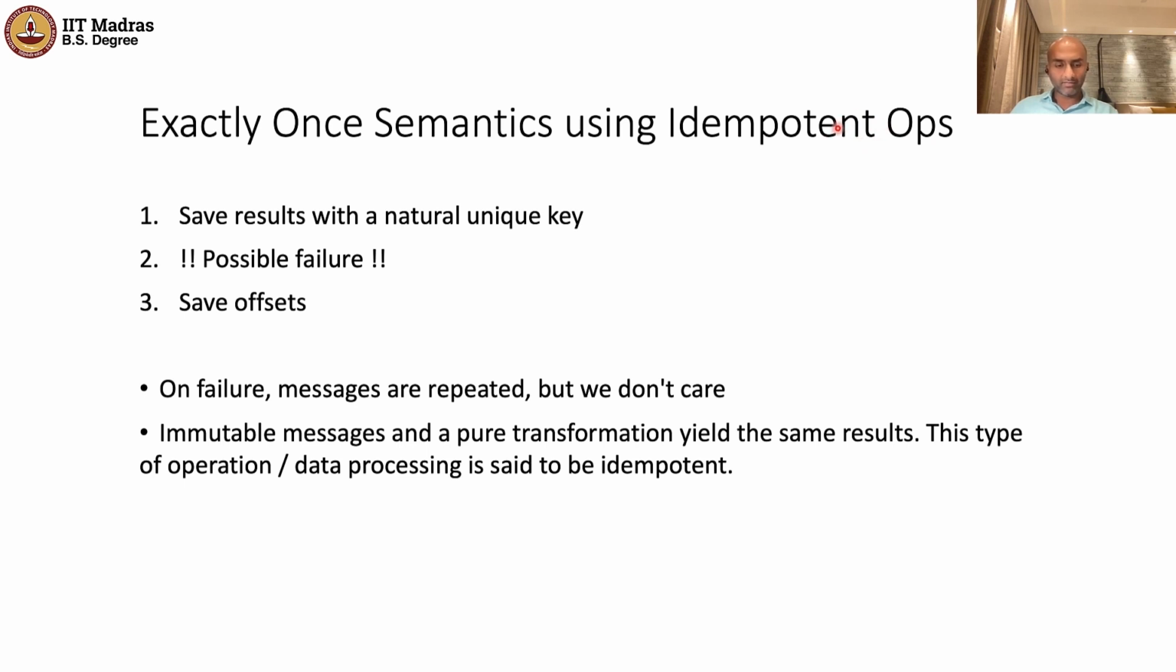Let's take a very simple example. Let's say I'm computing the square of a number, and the number is itself a parameter. It's basically the message that's there in the Kafka topic. The square is a deterministic operation, and you could do it any number of times. If the input is the same, you always get the same output. So 3 squared is always going to be 9. It doesn't matter how many times you run the square operation. That's an example of an idempotent operation.